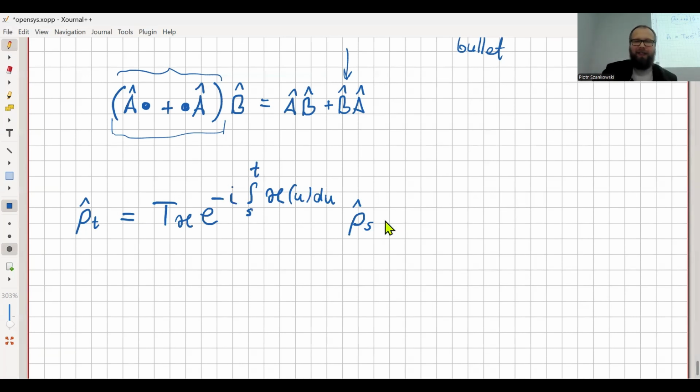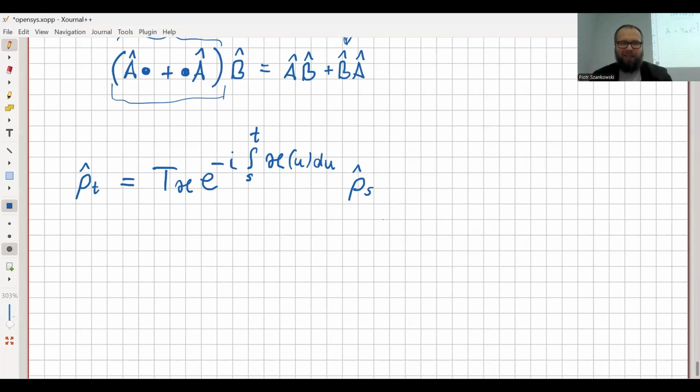And so this guy here, we recognize as a super version of the evolution operator, or the unitary evolution super operator, which for short I would just call the unitary map. Okay, and I will denote it with calligraphic font U from t to s. Okay, so this will be the unitary map.